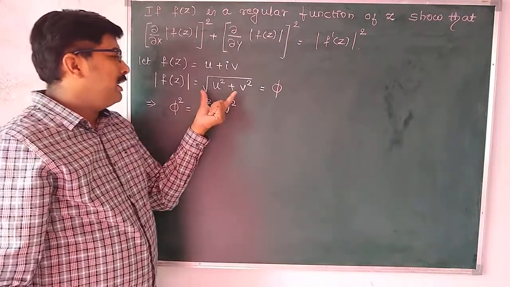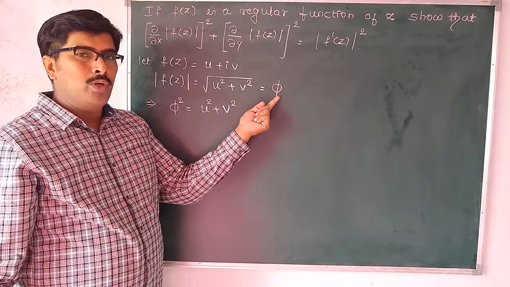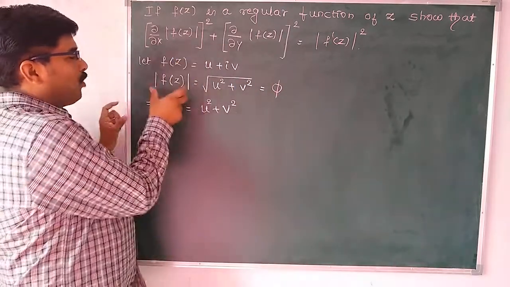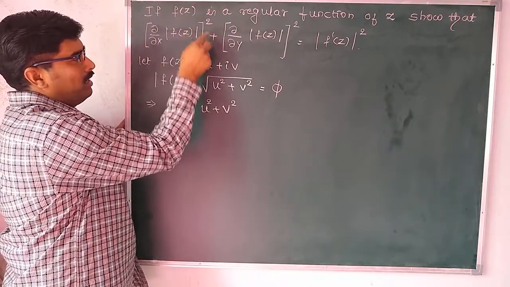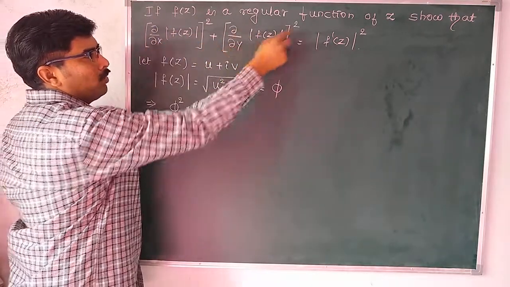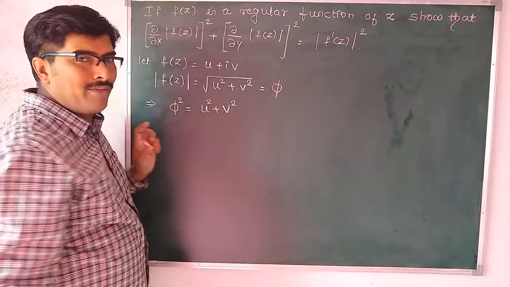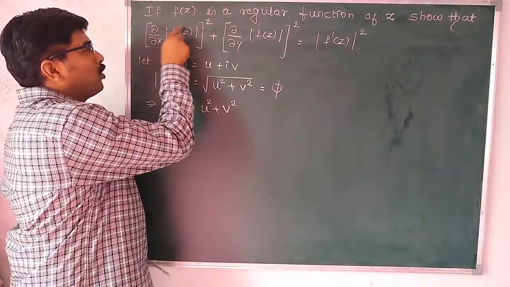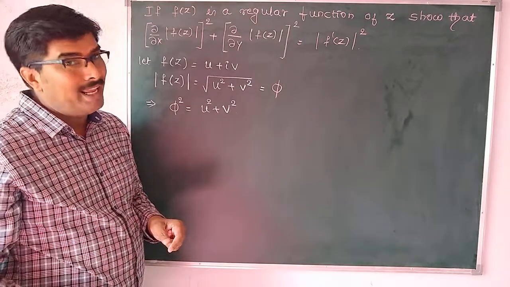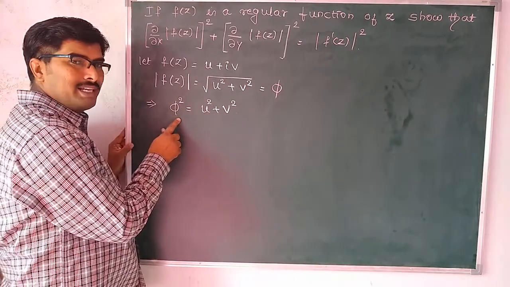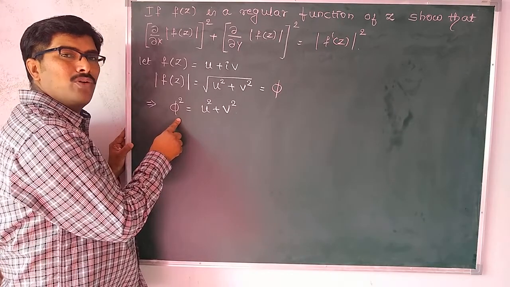Now, if you consider root u square plus v square is equal to phi, then what you have to prove, that is mod f of z value is phi, means dou phi by dou x whole square plus dou phi by dou y whole square is equal to mod f dash of z whole square. And what is dou phi by dou x? Dou phi by dou x, briefly we can write it as phi x. So you have to differentiate this equation partially with respect to x.